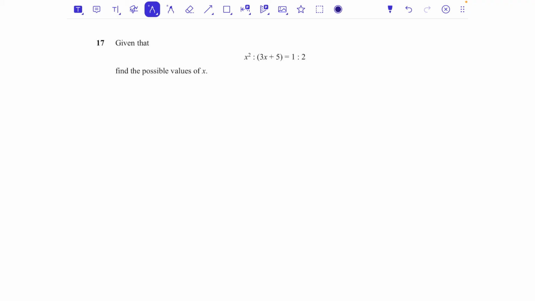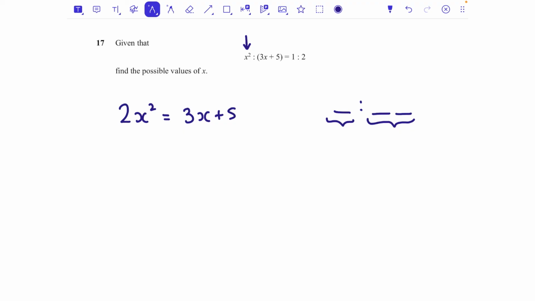Okay, so if it's in the ratio 1 to 2, this side is worth double this side. So it might make sense to you to just say, okay, to make this an equation, I just need to double this side. So 2x squared would be equal in value to 3x add 5. If this side is 3x add 5 and this side is x squared, I just need to double that side. So that's one way of thinking about it.